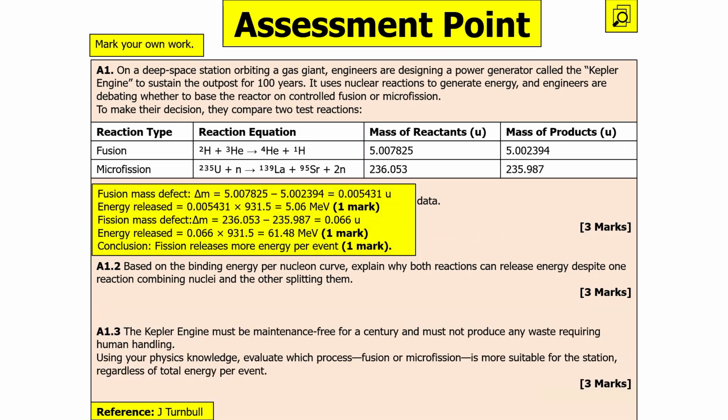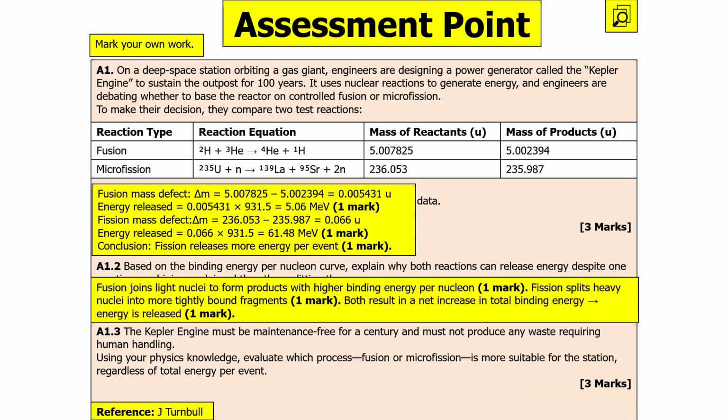Right, in our first one, the fusion mass defect is equal to the change in mass, so it's 0.00531 u. So the energy released, we multiply by 931.5, is 5.06 MeV. We then do the same for fission, and we get the energy released to be 61.48 MeV. So in this instance, fission will release more energy per event. Secondly, fusion will join light nuclei to form products with a higher binding energy per nucleon. Fission splits heavy nuclei into more tightly bound fragments. Both result in a net increase in binding energy, so energy is released.